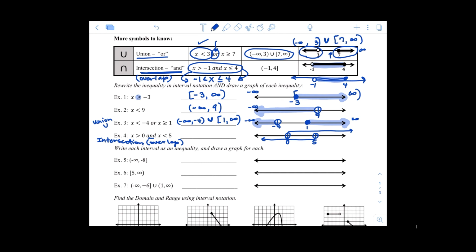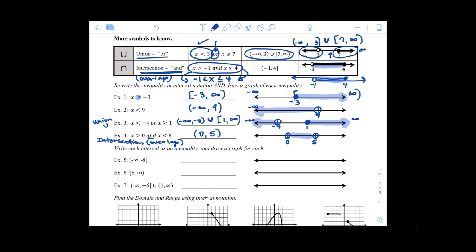So where are all the values where X is greater than 0, and at the same time, X is also less than 5? It's the overlap of the shading. So it's everything caught in the middle. That would be what your graph would look like. As an interval, you only have to read from left to right and represent every shaded portion of your graph. So you would have parentheses, 0, comma, 5, parentheses.